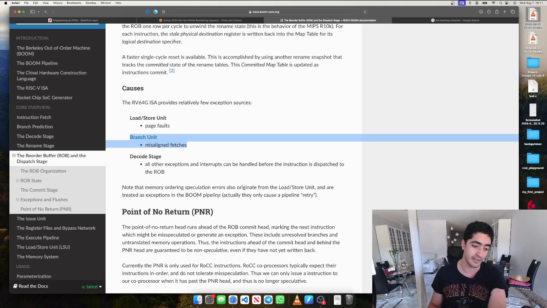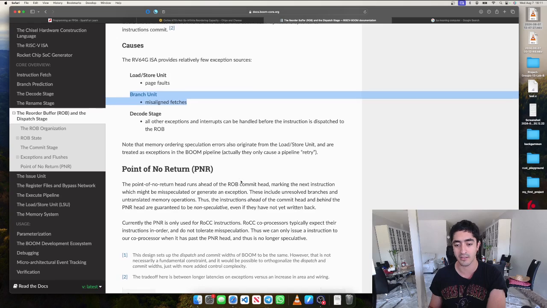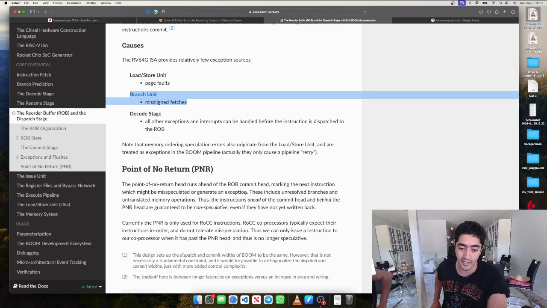Point of no return. The point of no return head runs ahead of the ROB commit head, marking the next instruction which might be speculated or generate an exception. These include unresolved branches and untranslated memory operations. Thus, the operations ahead of the commit head and behind the PNR head are guaranteed to be non-speculative, even if they have not yet returned back.